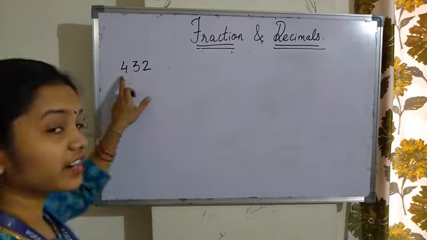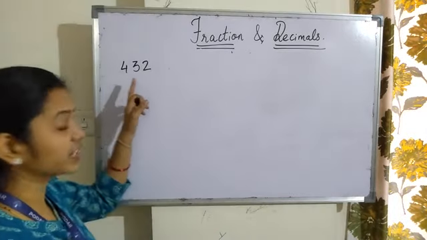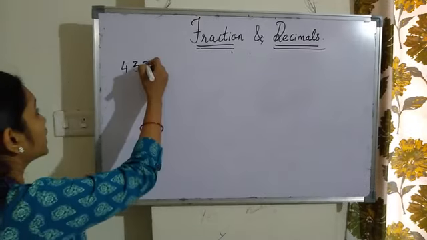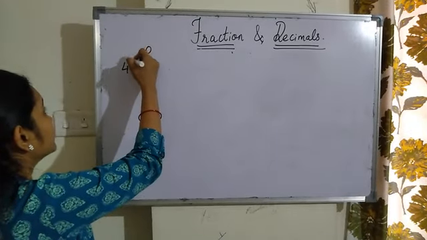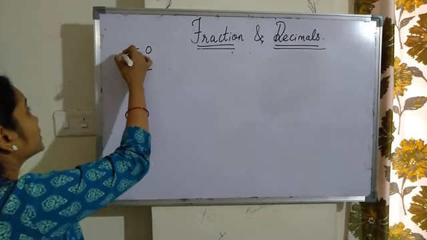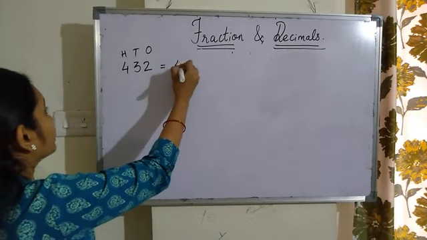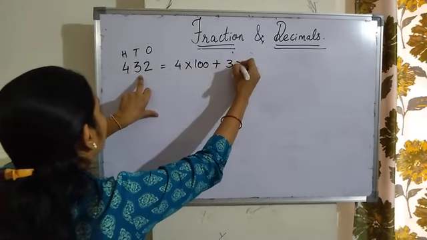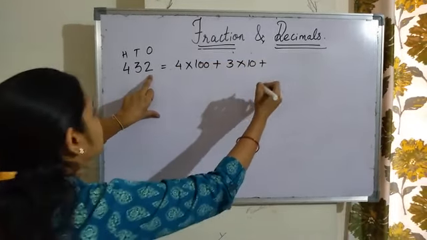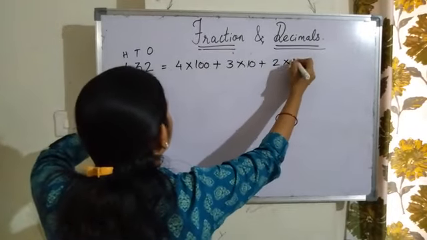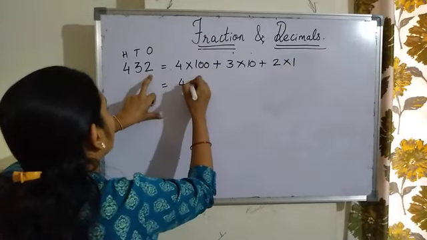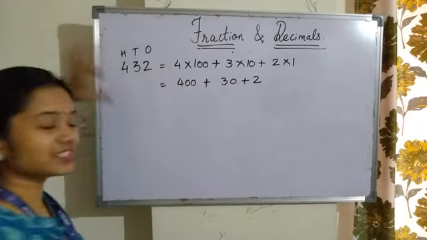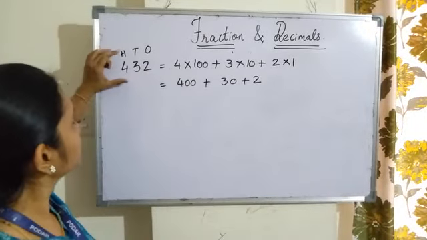Now let us see some examples. Now I am having 432. How to write the expanded form of this number? Of course, we know that 2 is in ones place, 3 is in tens place, 4 is in hundreds place. So we will write 4 into 100 plus 3 into 10 plus 2 into 1. So that is 400 plus 30 plus 2.